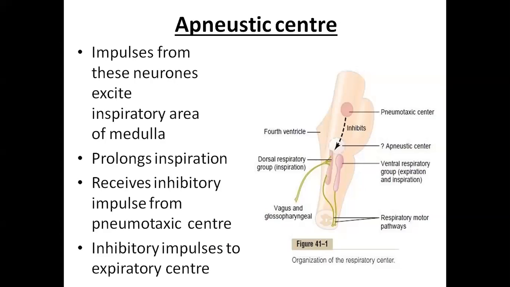And coming to the apneustic center, the impulses from this apneustic center excite the inspiratory area of the medulla. So they will control the dorsal respiratory group. The dorsal respiratory group will be triggered by this apneustic center. In this way, the apneustic center increases the inspiratory activities, or otherwise we can say prolongs the inspiration act. And it receives inhibitory signals from the pneumotaxic center, and inhibitory impulses go to the expiratory center. These inhibitory signals coming from the pneumotaxic center will be sent to the expiratory center, which is present in the ventral respiratory group.